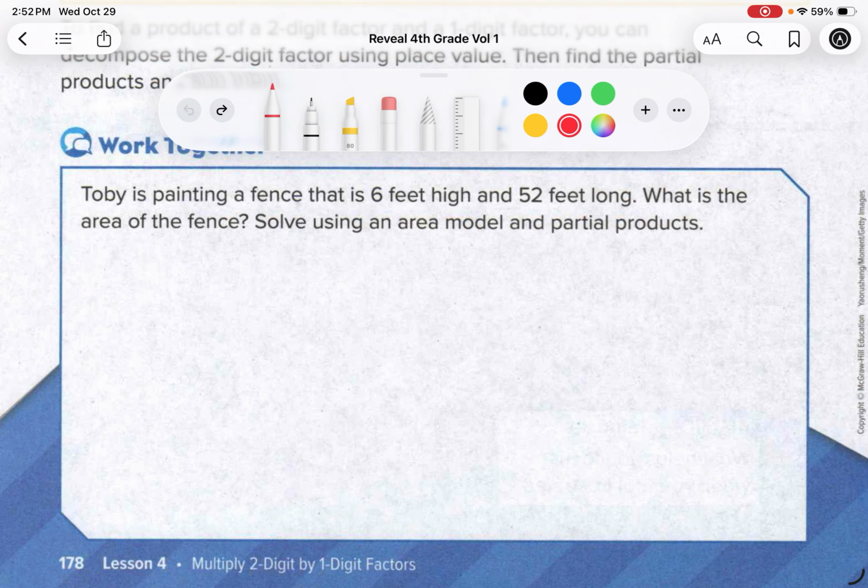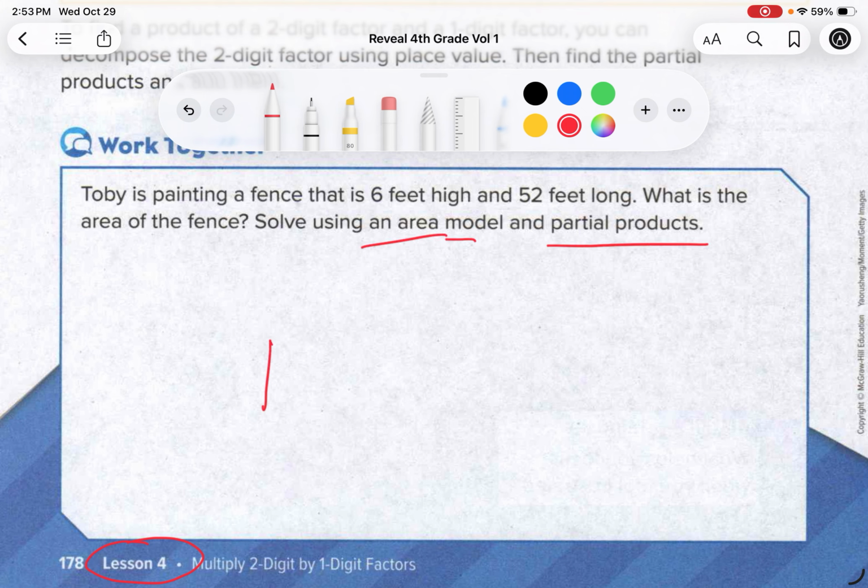So we are on lesson 6-4, which is multiply 2-digit by 1-digit factors. So our work together problem is Toby is painting a fence that is 6 feet high and 52 feet long. What is the area of the fence? Solve using an area model and partial products.